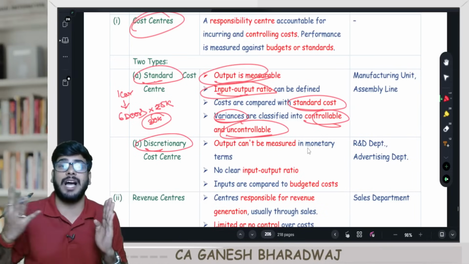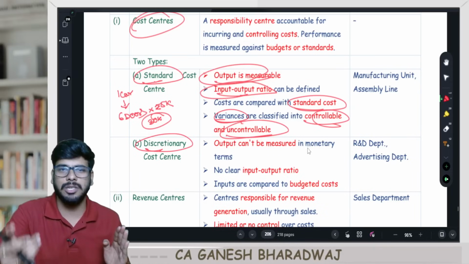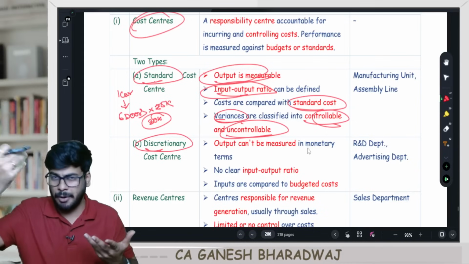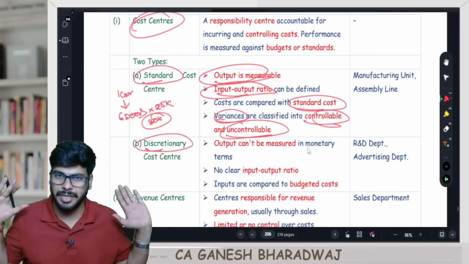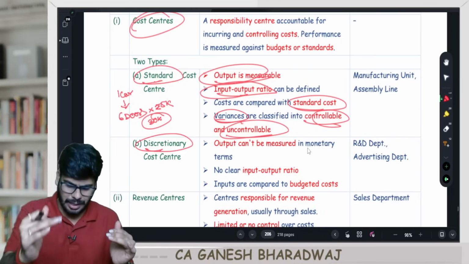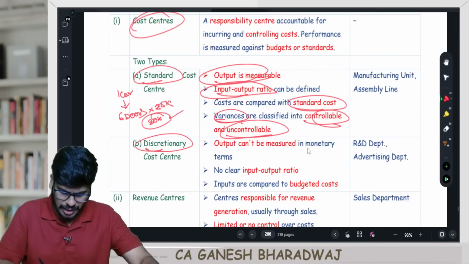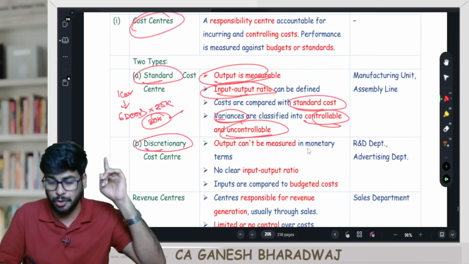I compare this with actual. Actual could be 28,000 or it could be 33,000, above or below the standard. Based on this, I arrive at the variance. Are you clear with this, guys? I will be able to exactly know, sir, to produce one car, exactly the cost is 30,000. This is how you must be incurring.